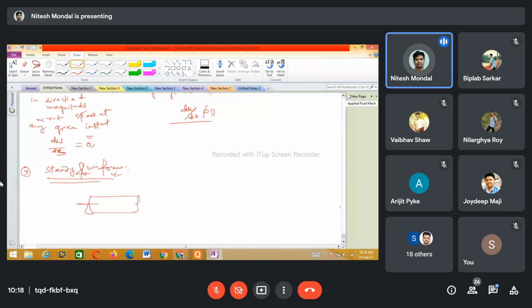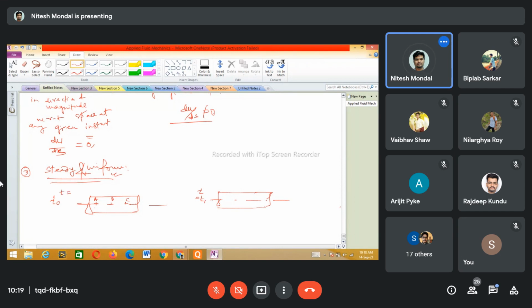This is the pipe. You just identify 3 points: point A, point B and point C. Now at t equal to t0, we concentrate on the pipe, and then at t equal to t1.